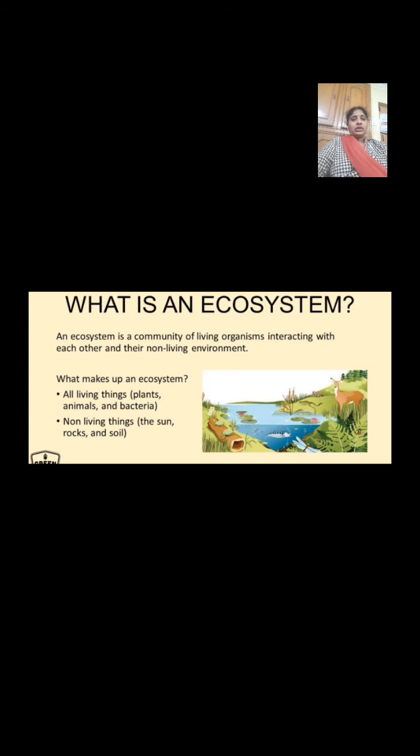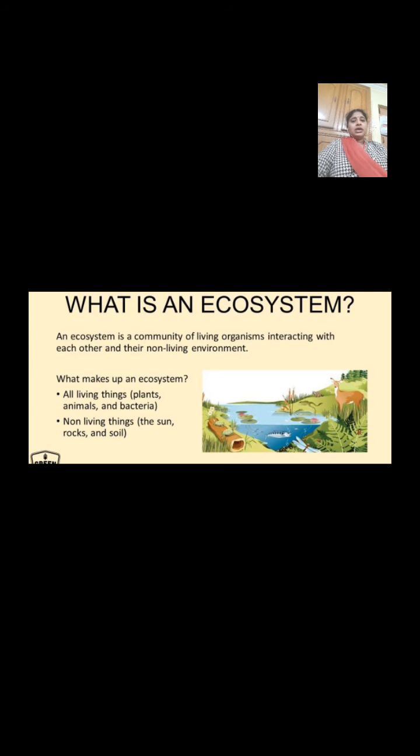We are interacting with each other. We are depending on other living organisms. They are depending on us. At the same time, we need to interact even with the non-living things present around us. This system is known as an ecosystem.